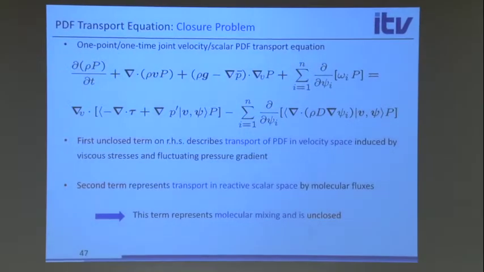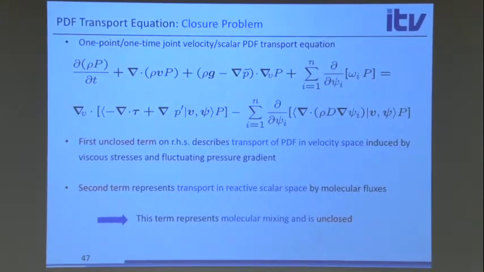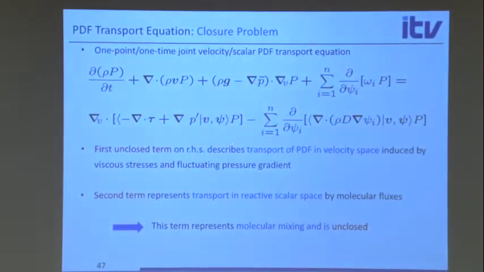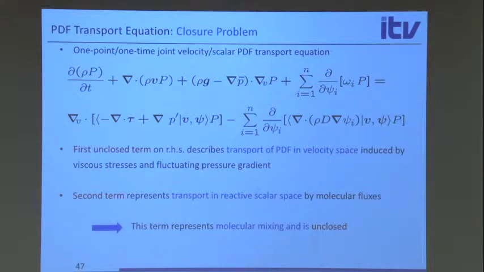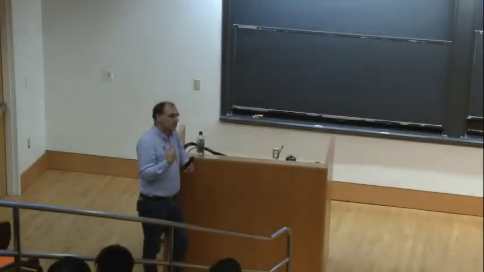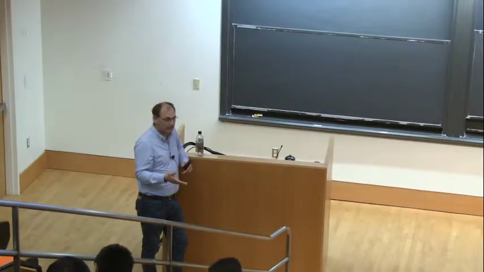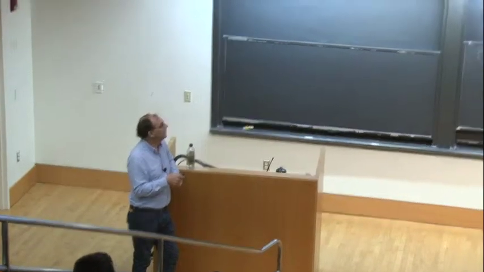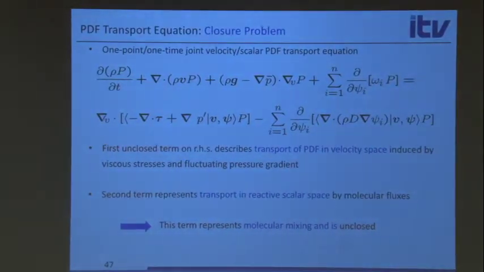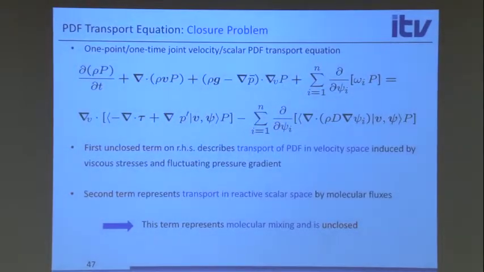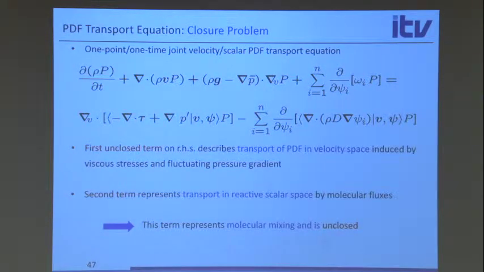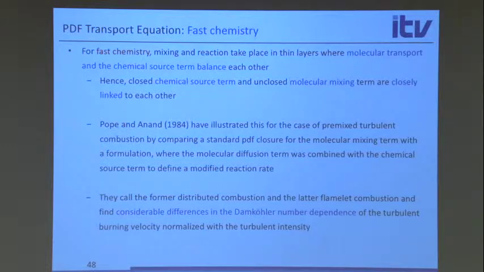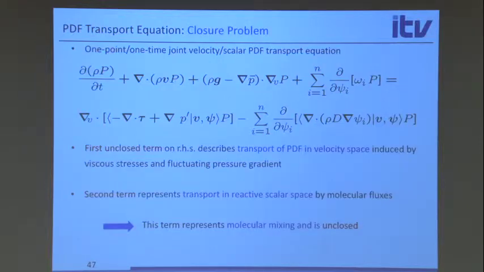So catch-22, there's no free lunch. This method gives you this term now in closed form, but this term is unclosed. I have to provide closure somehow. Now we can already see for something that's mixing controlled, if the chemistry is relatively fast and is mixing controlled, then this is actually the most important term, and that is very hard to model. Okay, it's related to the scalar dissipation, but it's very hard to model. That's the biggest issue.